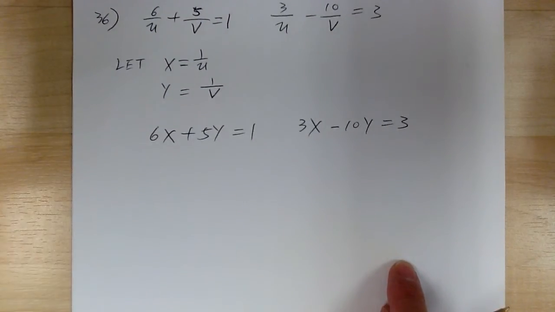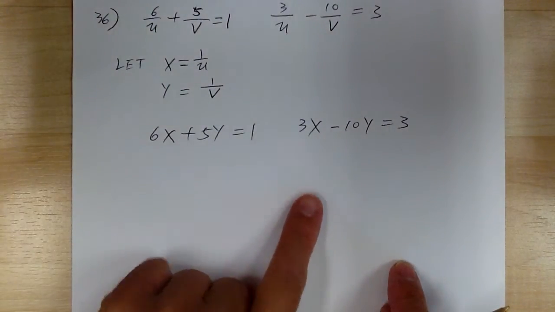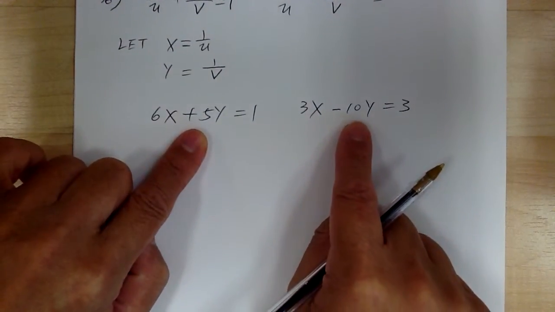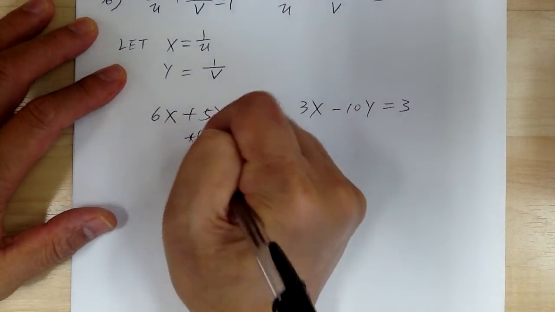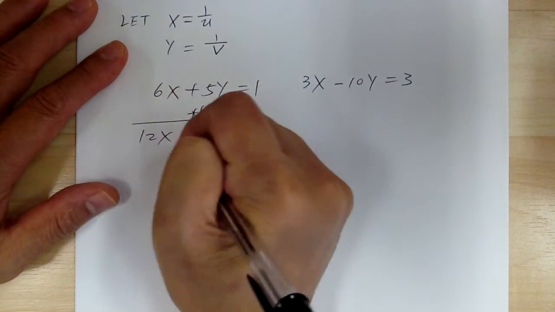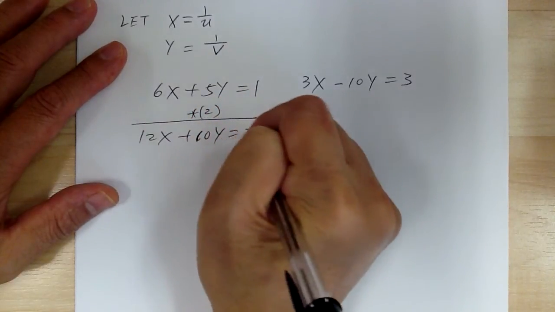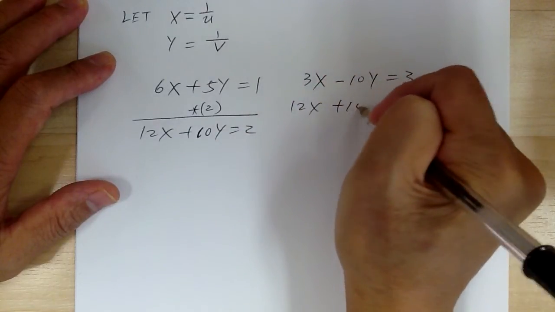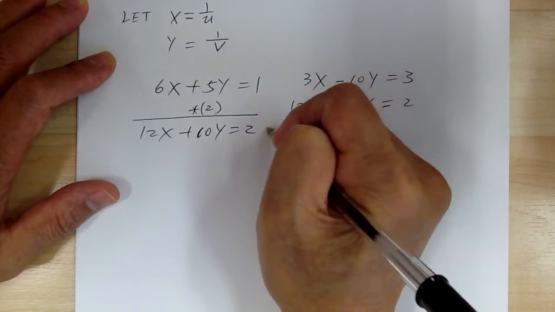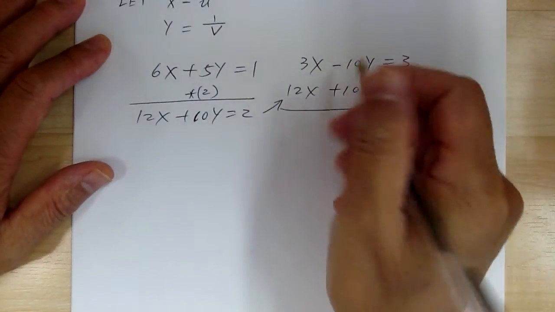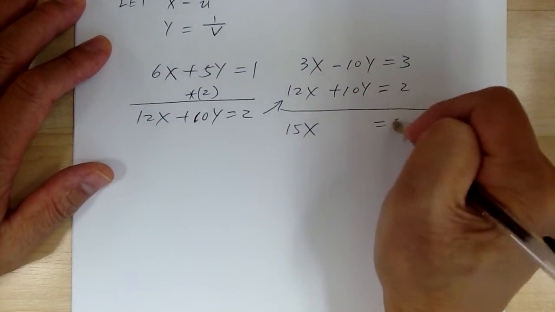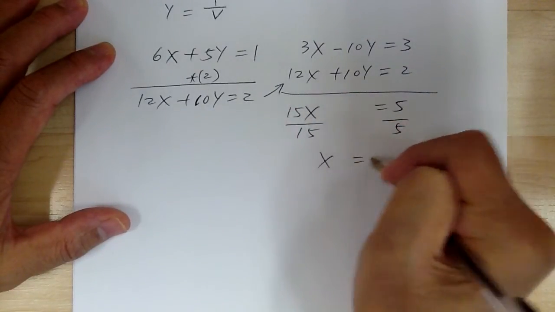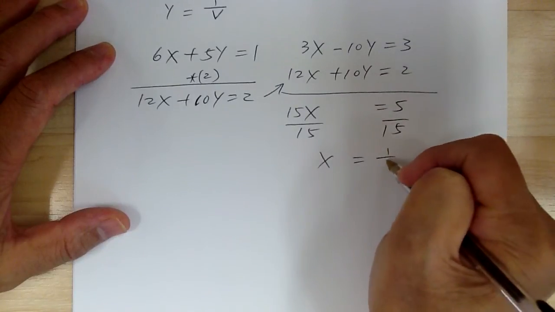Since they have opposite signs, I'm going to eliminate the y. So I'm going to multiply this by 2. So I get 12x plus 10y equal to 2. And I'm going to put this under here. Then I'm going to add, so I get 15x equal to 5. So divide by 15, divide by 15. So x equal to 1 over 3.